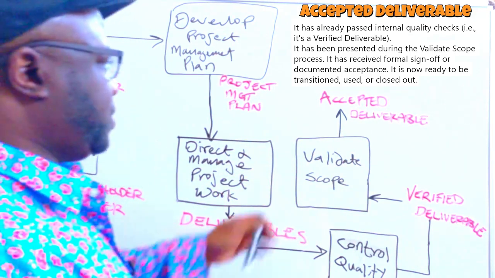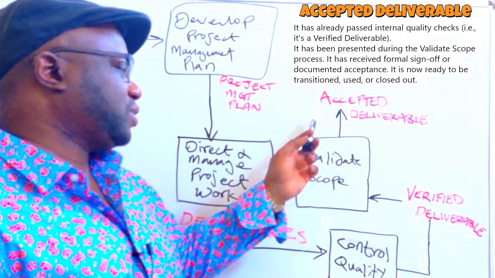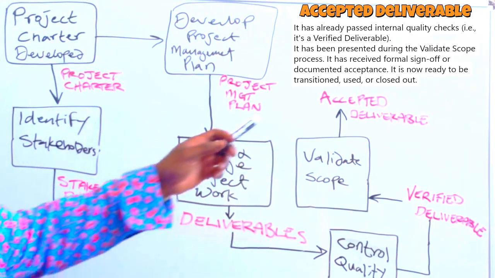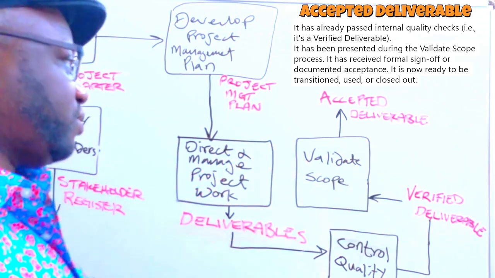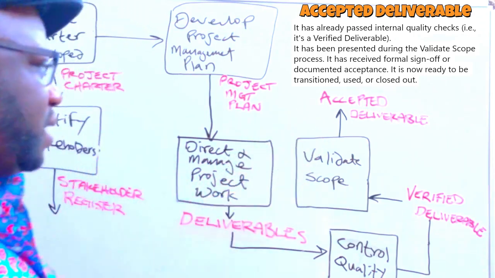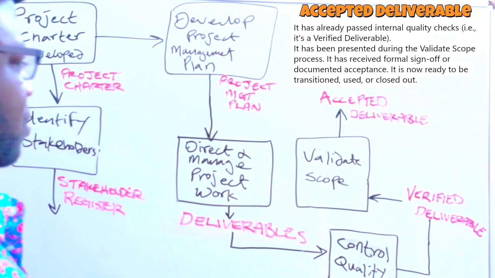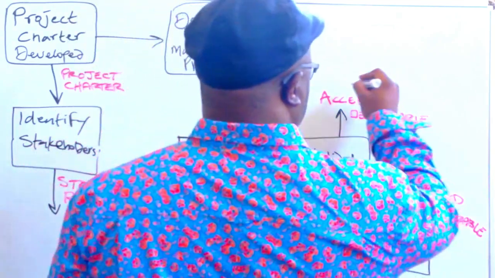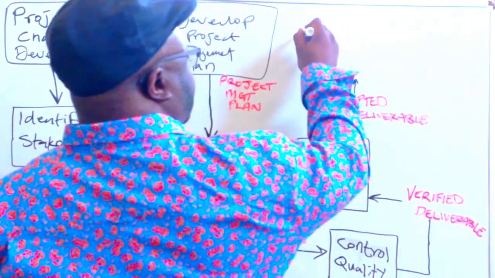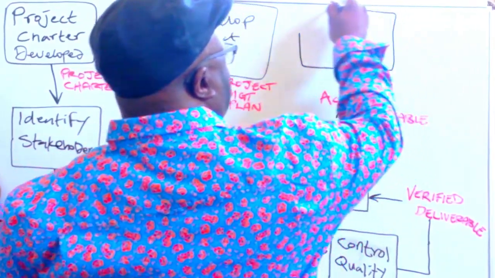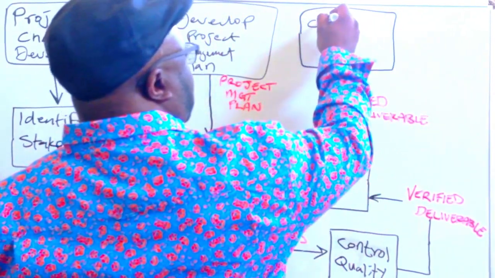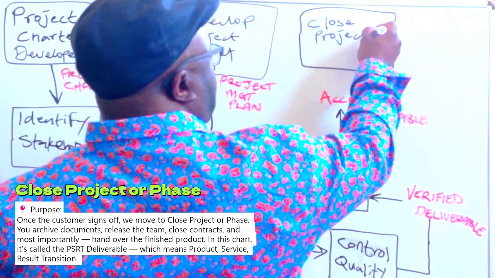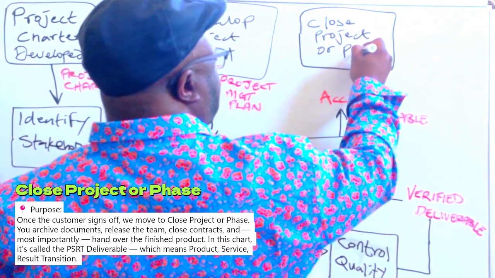The next step is we're ready to close this out, because if it's accepted, we can close out either a phase in the project, or let's say this is the final deliverable, or that there's only one deliverable. Well, we need to be able to go out and close it, right? Close this whole thing. So the accepted deliverable now becomes an input to a process known as close project or phase.